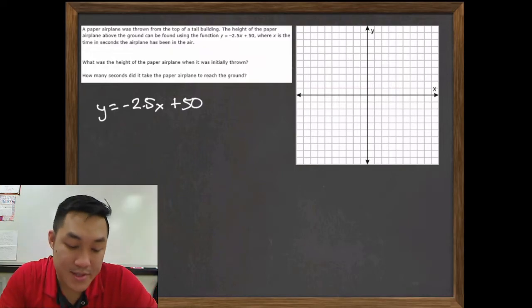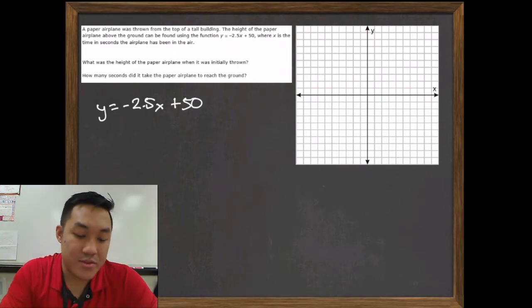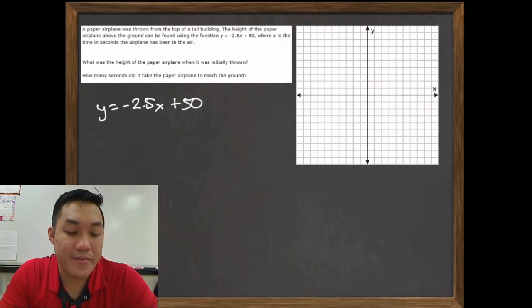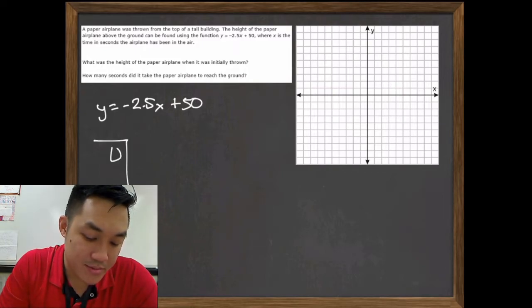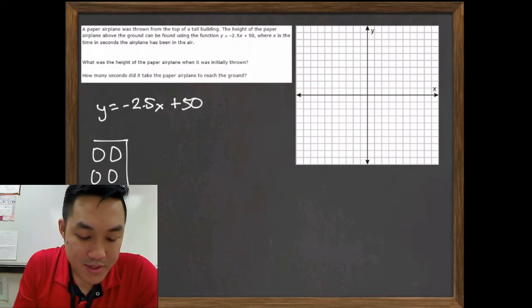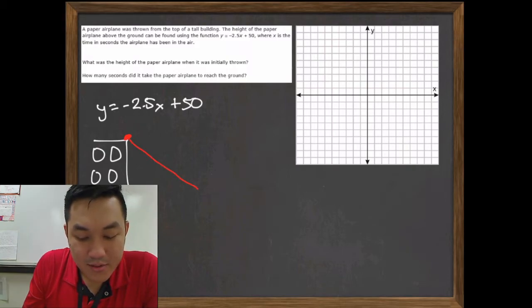Okay, I gotta know two things. I gotta know the height of the paper airplane when it was initially thrown. So just imagine a situation where here's my building. Okay, I got some windows. All right, awesome. An airplane was thrown from the top and hits the ground here.